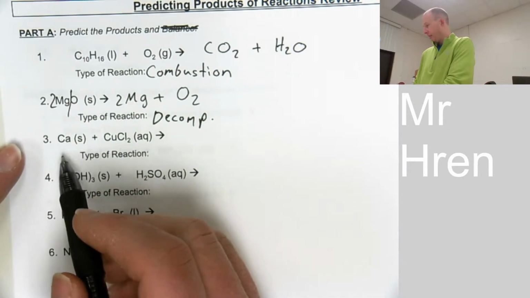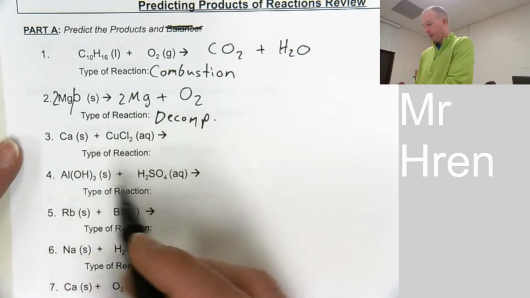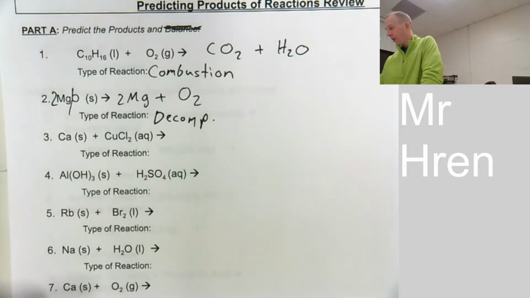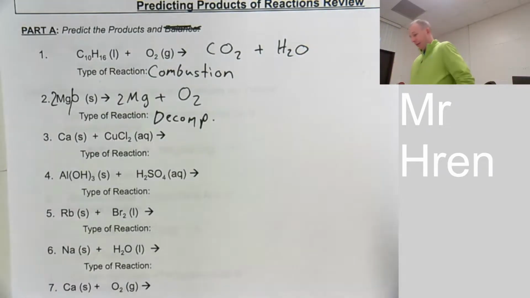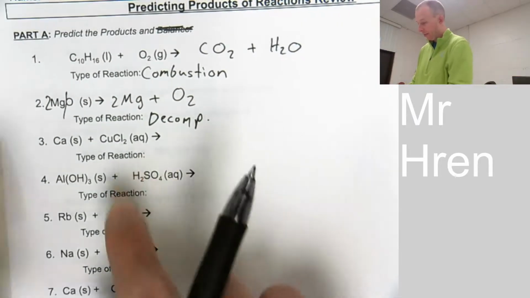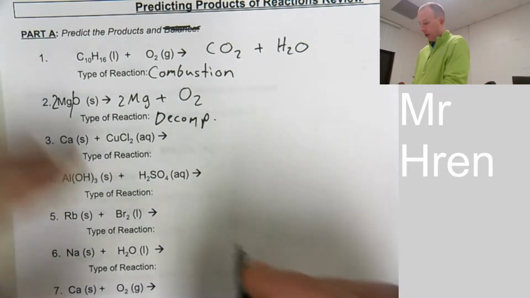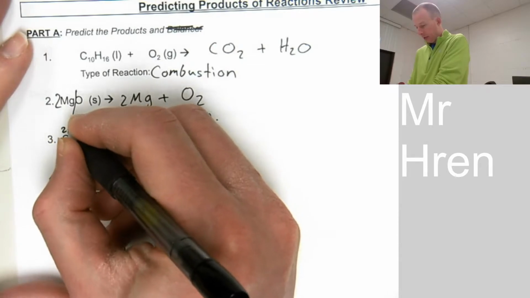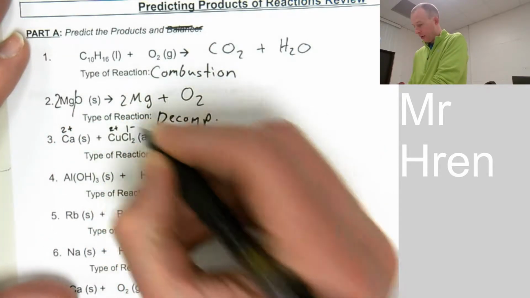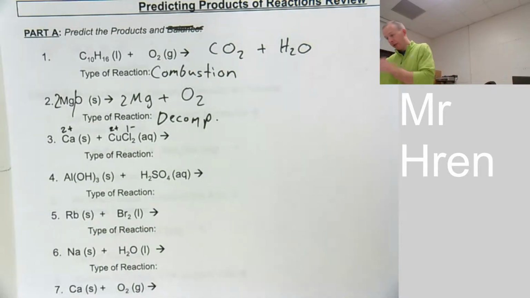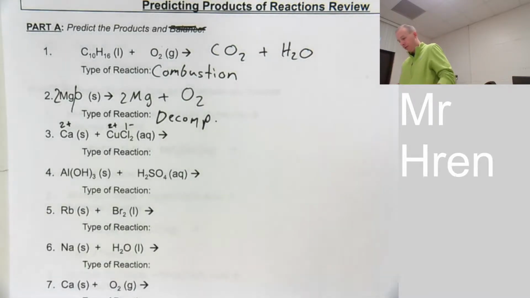So next, this is a single displacement reaction. And again, we're going to identify the charges. So calcium is +2. Copper, in this case, is +2. Chlorine is -1. You can look those up on your ion chart if you need to, or you can just look them up on the periodic table and remember their charges.